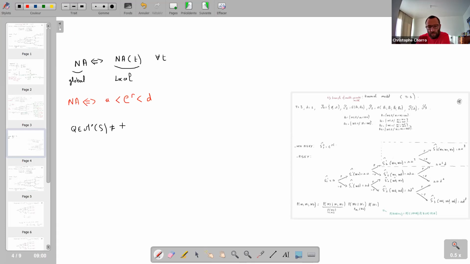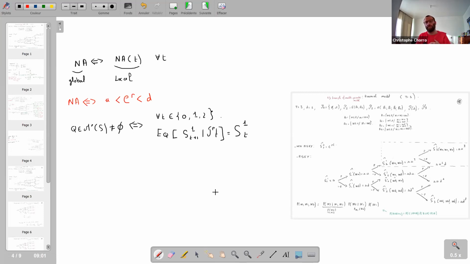The set of the equivalent martingale measures is not empty. And if I want to find an equivalent martingale measure, I need to check the martingale condition. So what is the martingale condition in this case? For all t belonging to {0, 1, 2}, the conditional expectation under Q of the actualized value of the risky asset at time t+1 given F_t is equal to S^1_t.